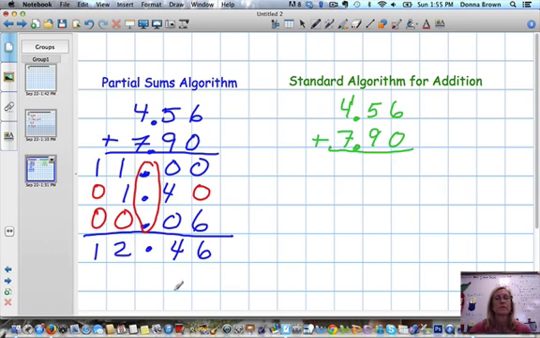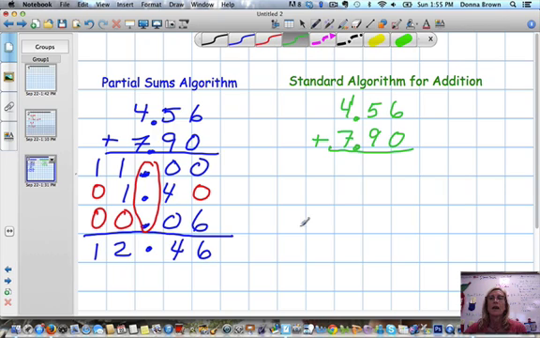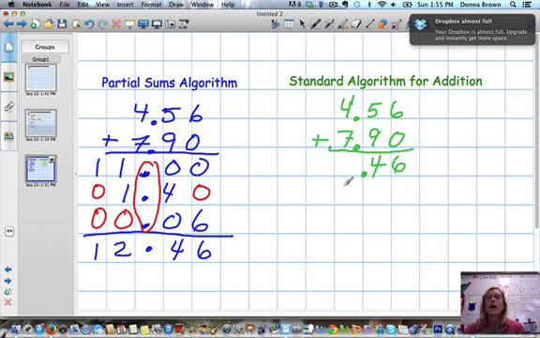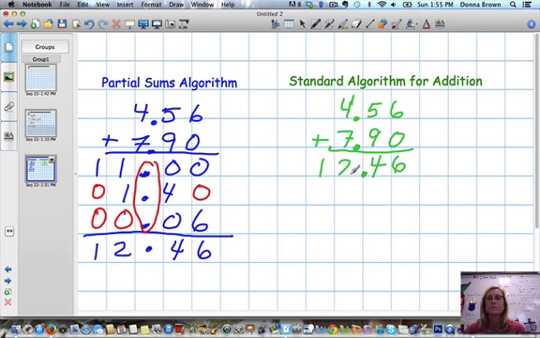and 12. So let's shift over here to the standard algorithm, and again, this is the one that I really want you to focus on this year. In this one, we start with the smallest place value, and we have 6 plus 0 is 6. 9 plus 5 is 14, so I'm going to put the 4 here and carry 1 right here. And then 7 plus 4 is 11, plus 1 is 12. So this is the standard algorithm, and you will be using both of these algorithms in our math lesson tomorrow.